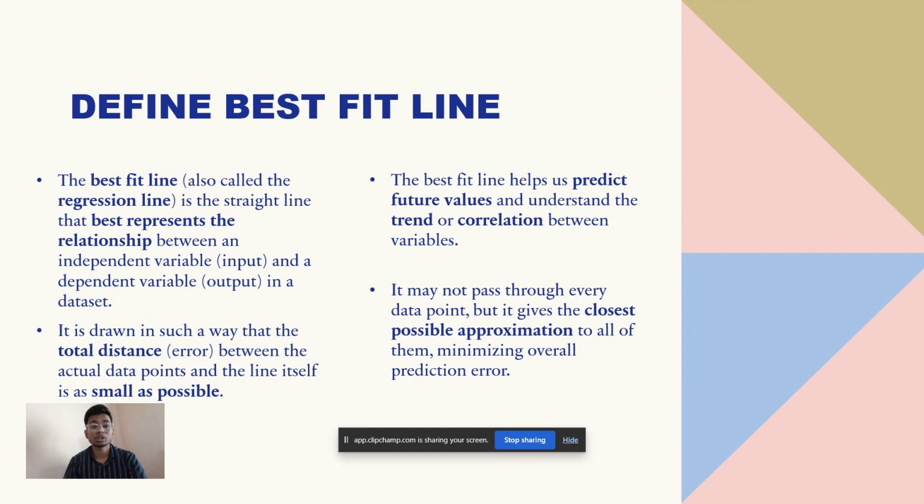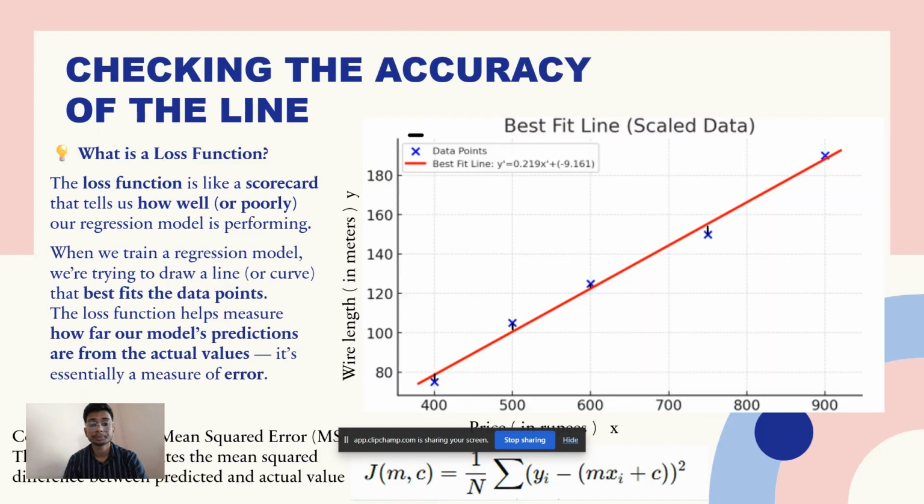So now let's see in short what the best fit line exactly means. It's the line representing the relationship between input and output variables in the most accurate way possible. The idea is to minimize the total distance or error between the actual data points and the line. Even though it doesn't pass through every single point, it's positioned such that the overall error is the smallest. The line helps us predict new values and understand the trend or correlation in our data.